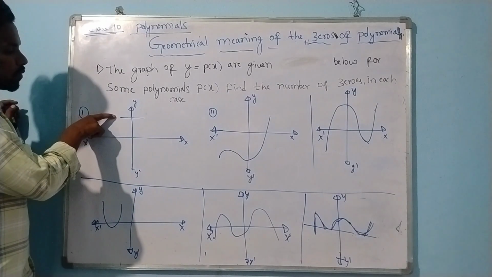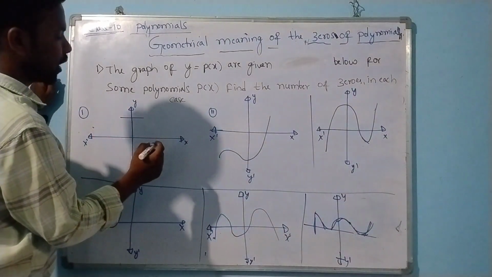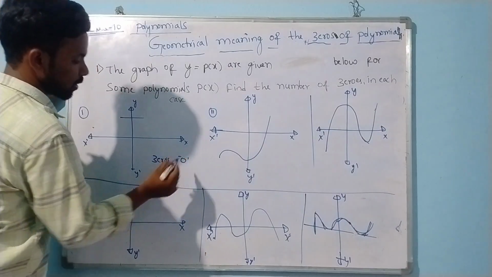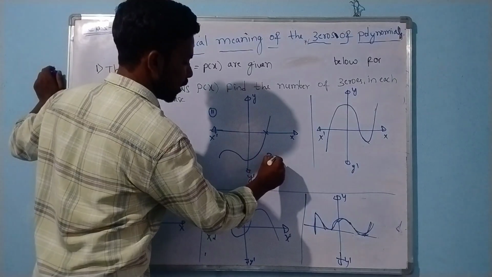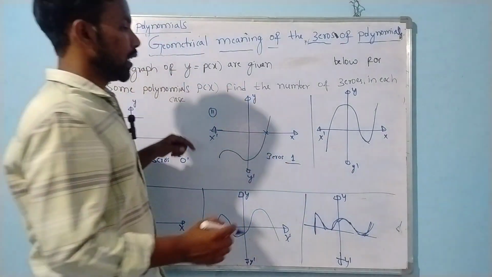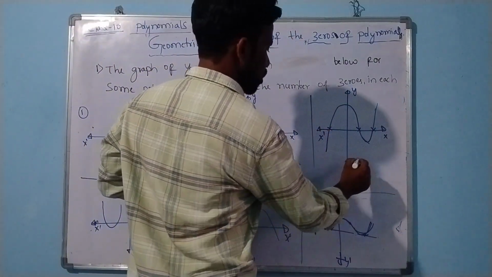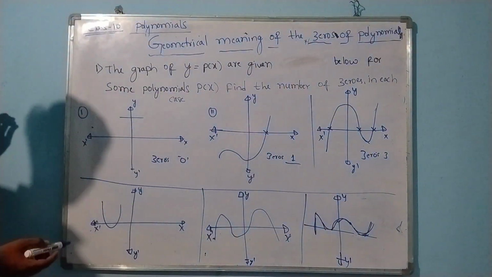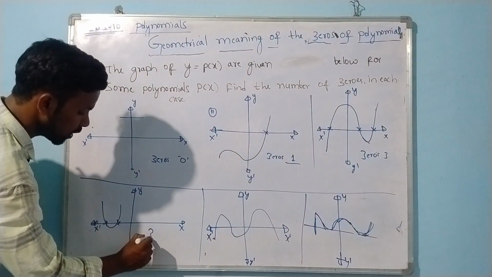Here see, this is the graph. This is a line. Here it never touches, so here zeros are 0. Here, how many times does it cut? Once. So zeros here is 1. Here see, how many times does it cut? 1, 2, 3. So zeros here 3. Here it cuts 2 times, 1 and 2. So your zeros here is 2.